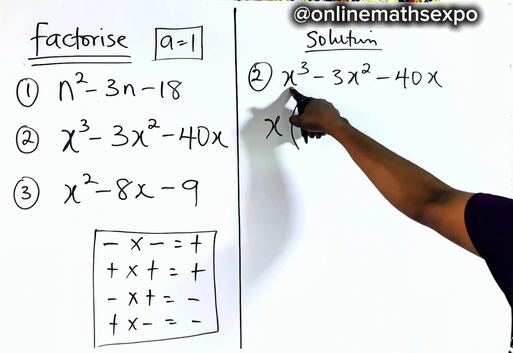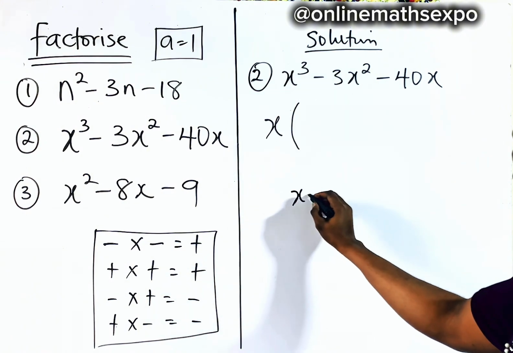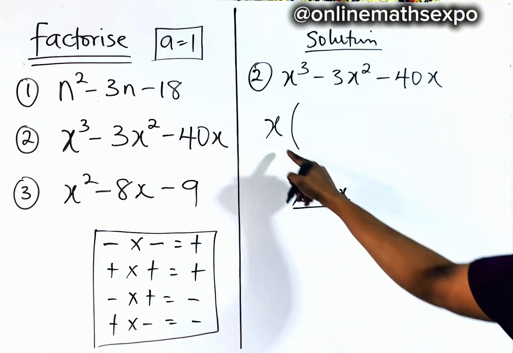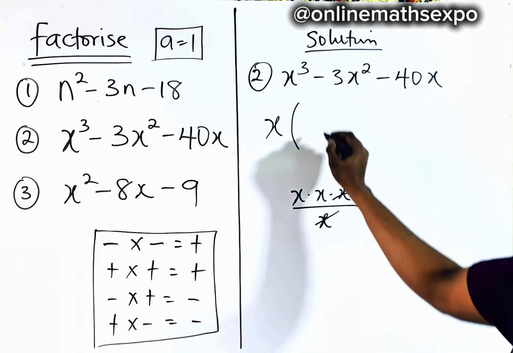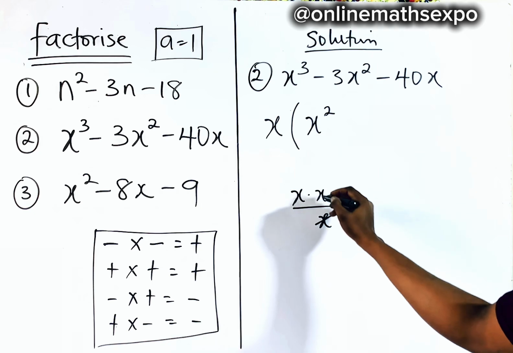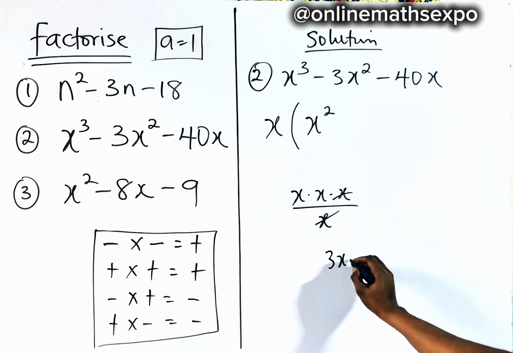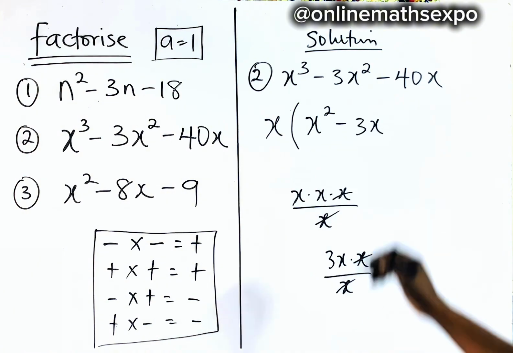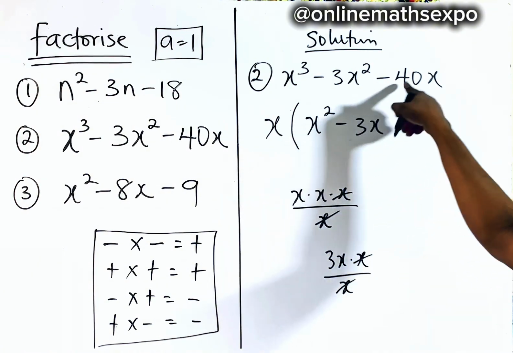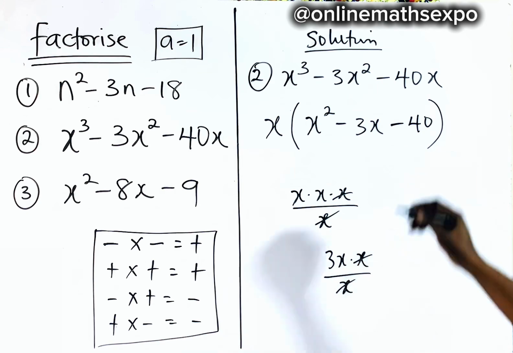So use x to divide x cubed. Remember, x cubed is x multiplied 3 times. So divide it with x, you are left with x squared. So you are going to have x squared. And when you divide this, you are going to be left with negative 3x. Now divide this, you are going to have negative 40.